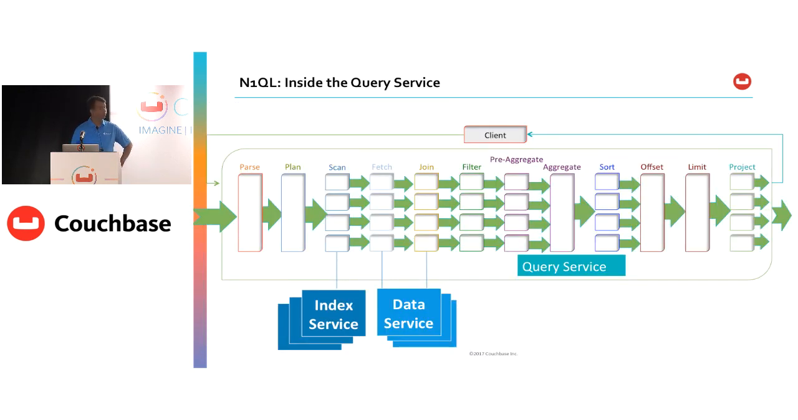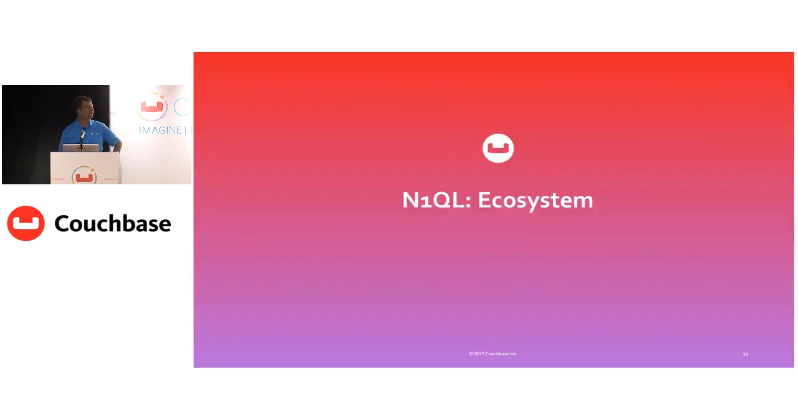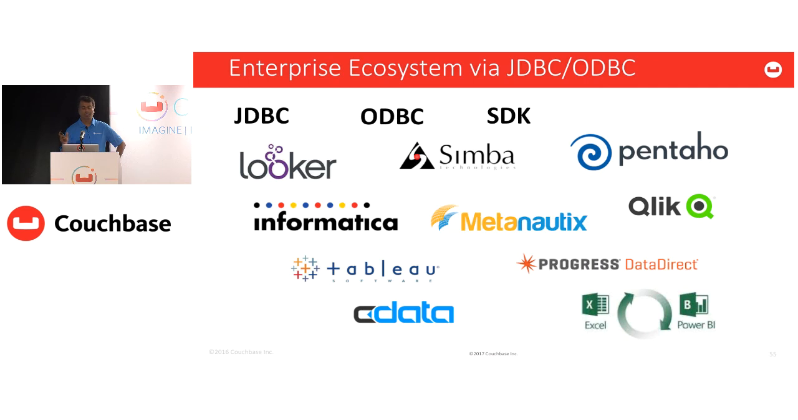So this is what happens inside the query node, a kind of internal architectural view of things. When you see those stages where there are multiple blocks, we can parallelize those things. The scans, the fetches, the joins can be parallelized as needed. There is a max parallelism parameter that you can control. By default, it's 1, but the data fetch is always in parallel. We have a great ecosystem with Simba and CData providing JDBC, ODBC drivers, and multiple partners providing both BI and ETL tools.